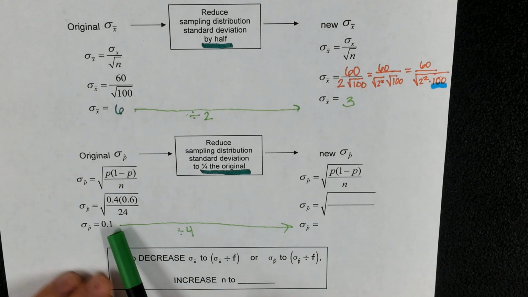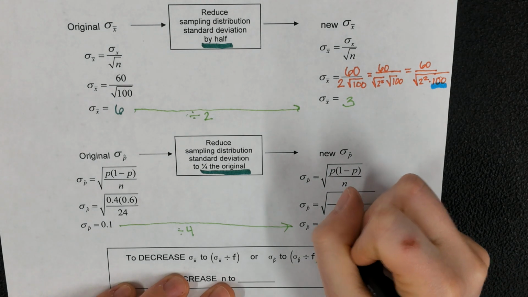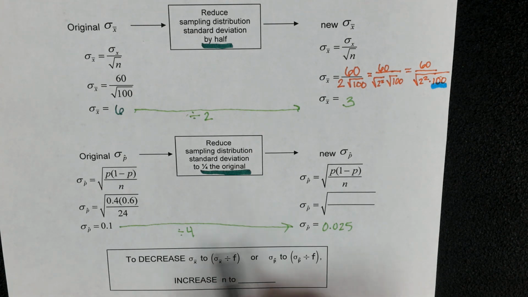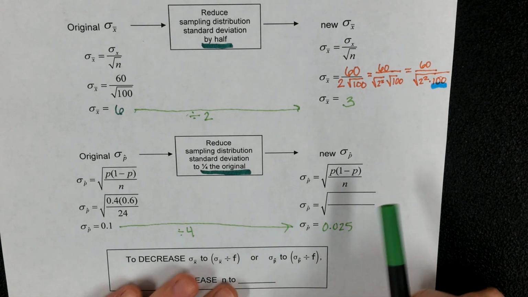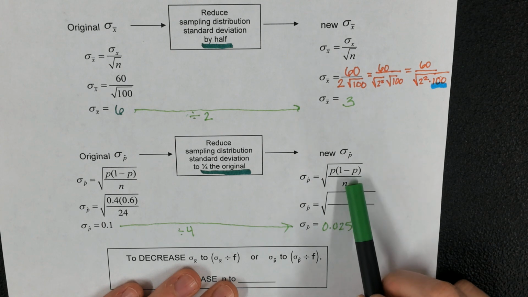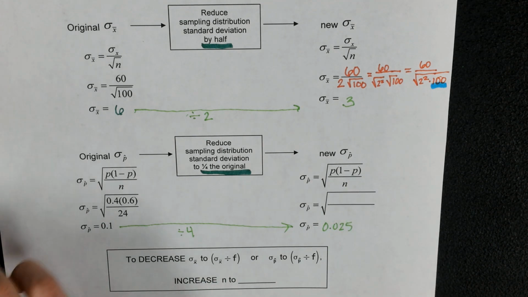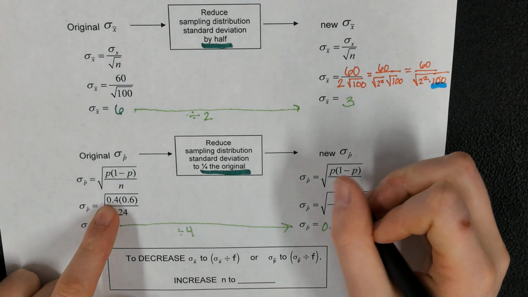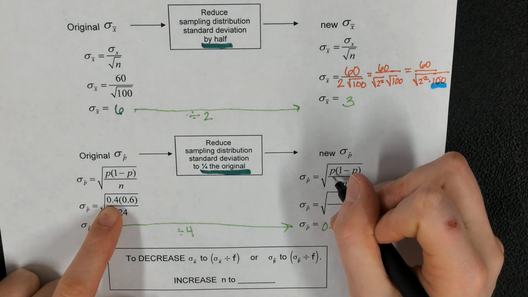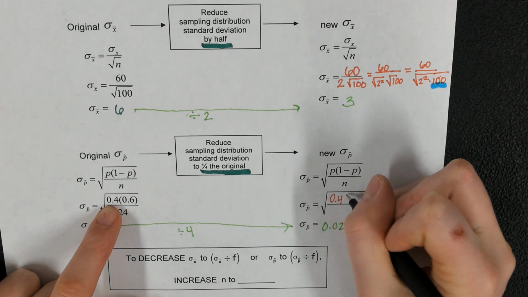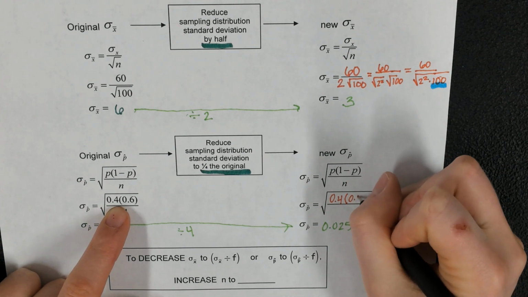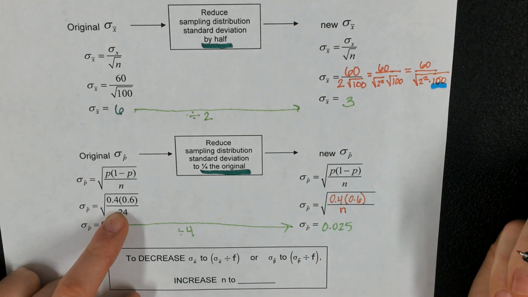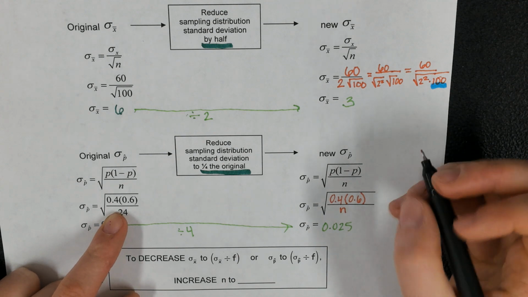And again, we can already spy on the answer. I already know I'm going to want to end up with this as my answer, because 0.1 divided by 4 is going to give me that. But let's come over here and check out what we would have to change in order for this to work out. So let's plug in the stuff that we know. The proportion of the population is 0.4 times 0.6 over n. And this time we know that we want to divide by 4.